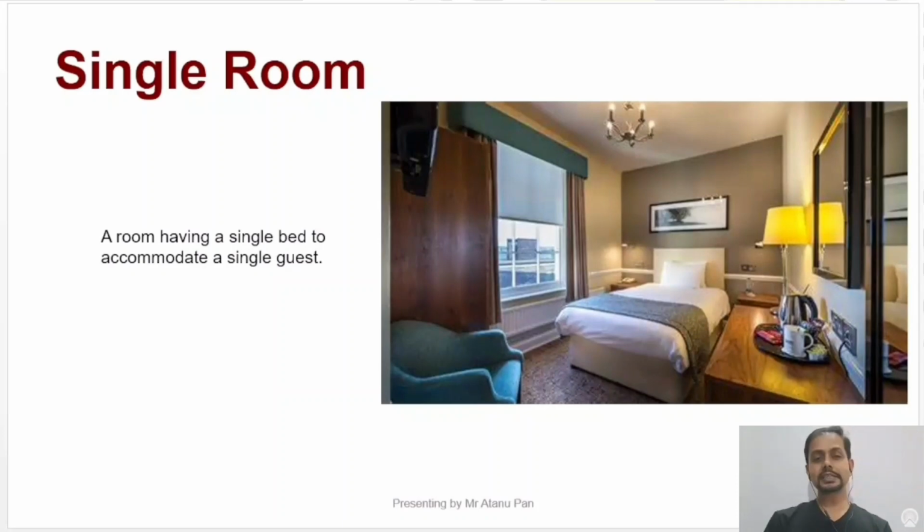So the very basic one, everyone knows this, that is a single room. How can you define a single room? A single room is a room which is having one single bed to accommodate one guest. That is called a single room.